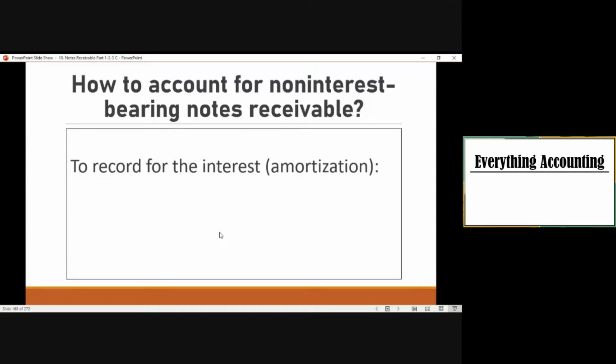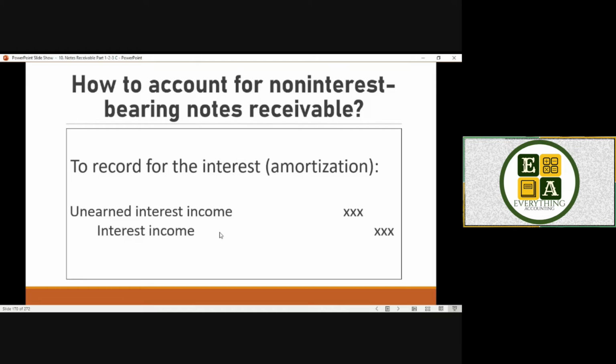Record the interest amortization. By the way, non-interest-bearing notes receivable will involve amortization. We're going to have amortization schedules here. The unearned interest will be amortized. So to record for the interest or the amortization, we have to eliminate a portion of the unearned interest income and credit it to interest income. Why interest income? Because notes receivable is an asset on our part. Any interest is an income on our part.